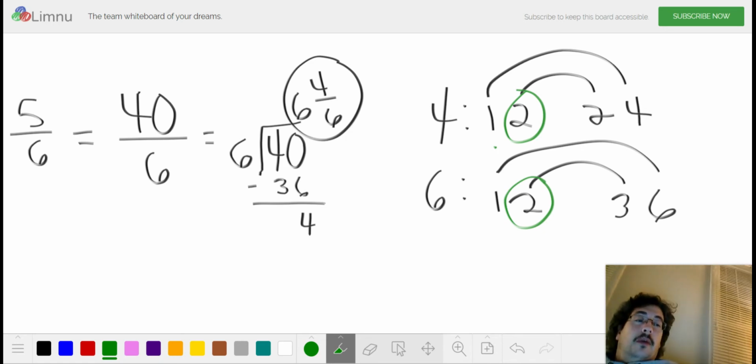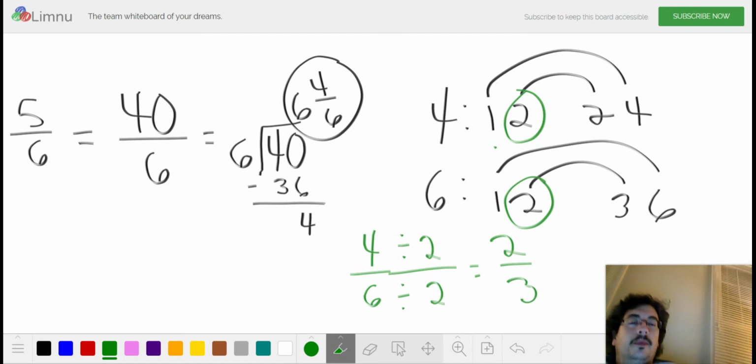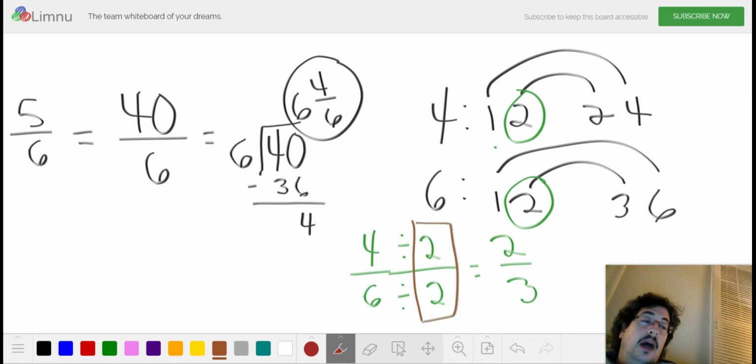So what do I do with my greatest common factor? Well, I'm going to divide my numerator and my denominator by that greatest common factor. And we know 4 divided by 2 is 2, and we know 6 divided by 2 is 3. Now, one interesting thing to point out here is that 2/3 is the same thing as 4/6. And I know that because when I divided by 2 over 2, I really just divided by 1. And anything divided by 1 is just going to give you that same thing.